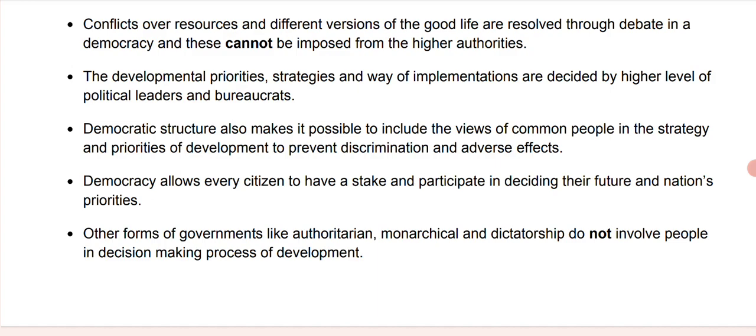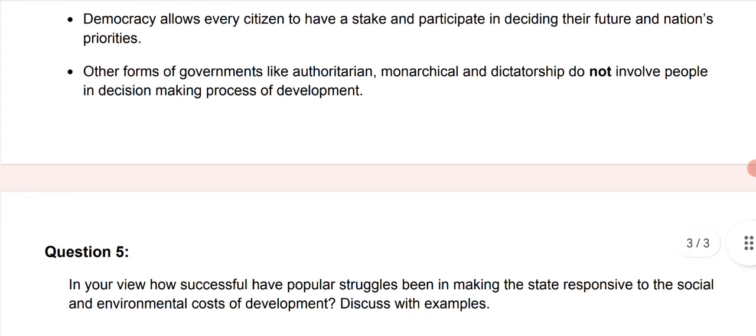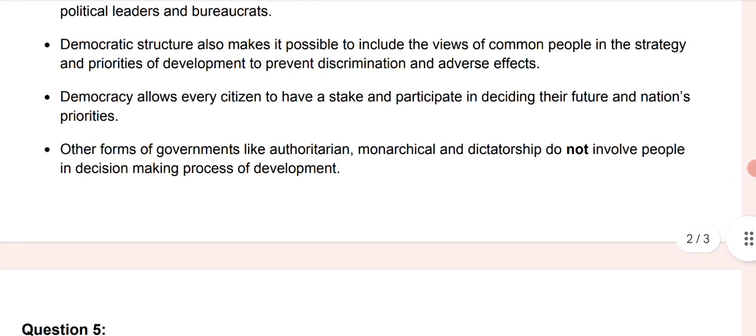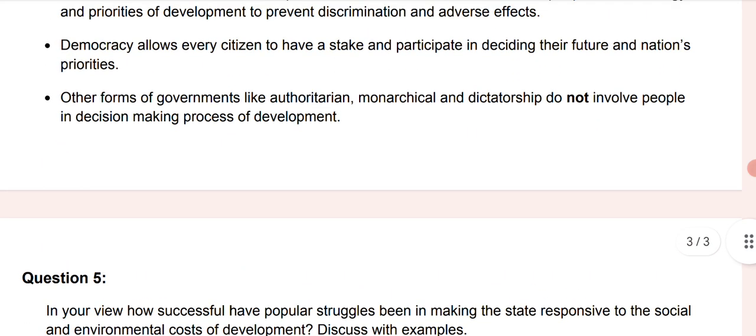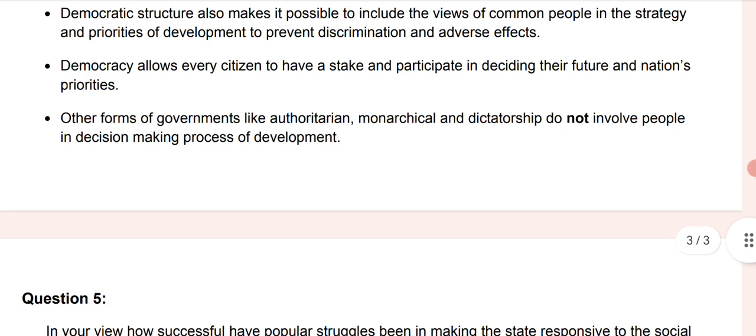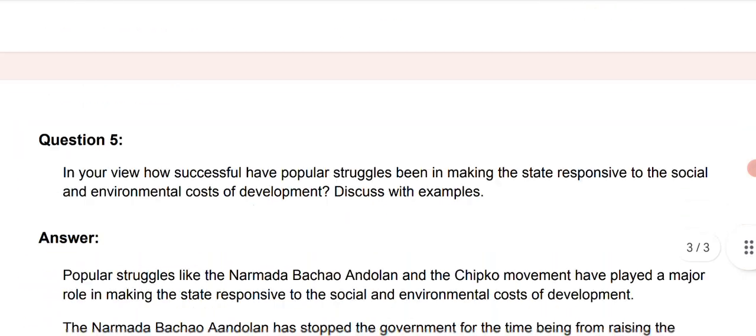Democracy allows every citizen to have a stake and participate in deciding their future and the nation's priorities. Other forms of government, like authoritarian or monarchical dictatorship, do not involve people in decision making. They become supreme, and they don't let people take part in the process of development.